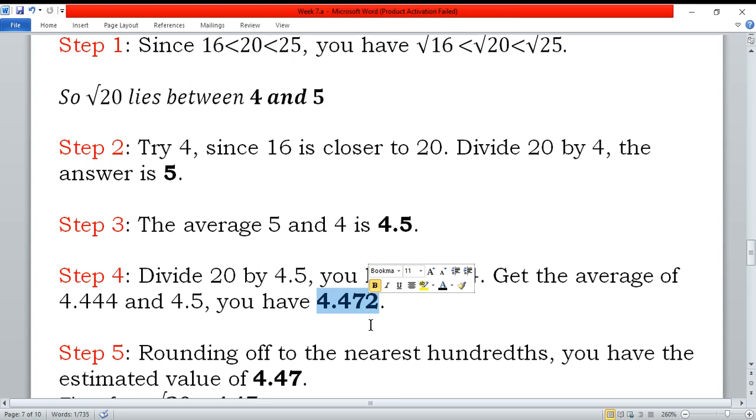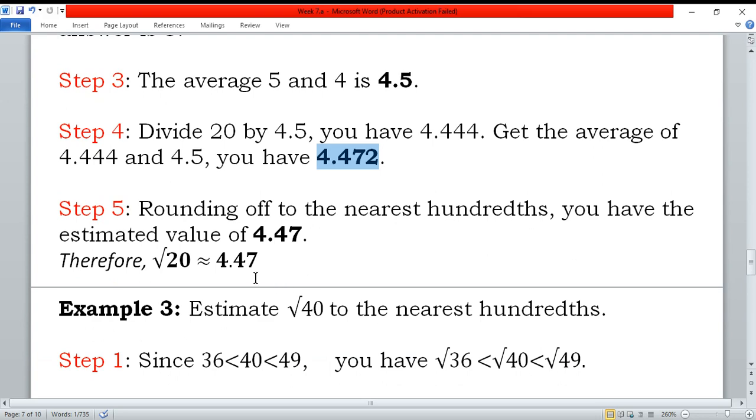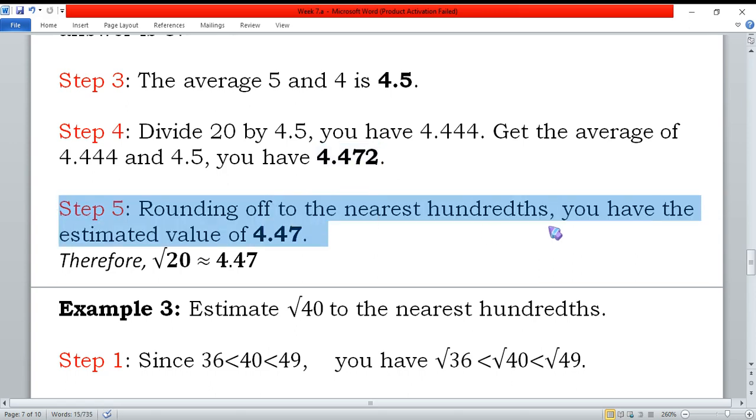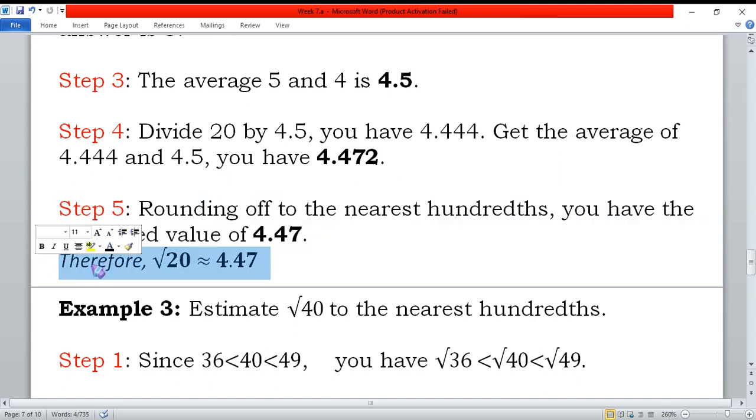4.472 thousandths. Okay? So, pero, ang kukunin lang natin ay to the nearest hundredths. Okay? So, ito. So, rounding off to the nearest hundredths, you have the estimated value of 4.47. Okay? So, kaya sabi rito, therefore, or ibig sabihin, square root of 20 is approximately 4.47 or 4 and 47 hundredths. Okay? So, kasi yung nasa kanan ng 7 ay 2.